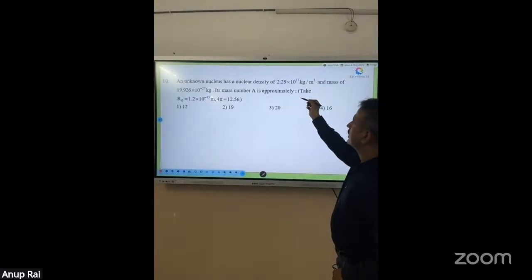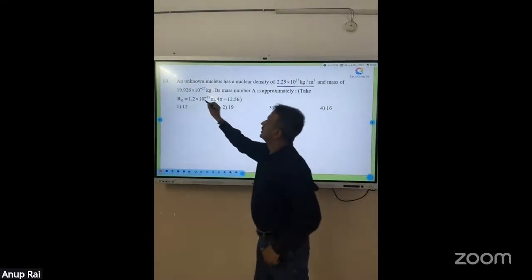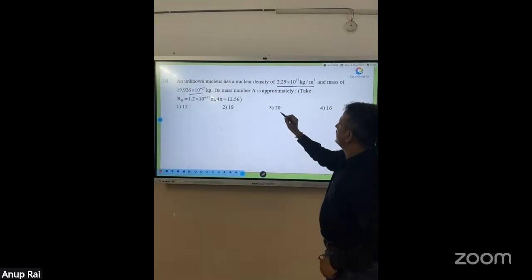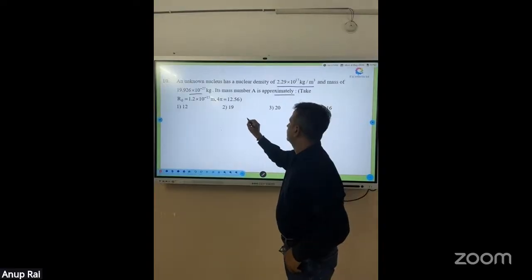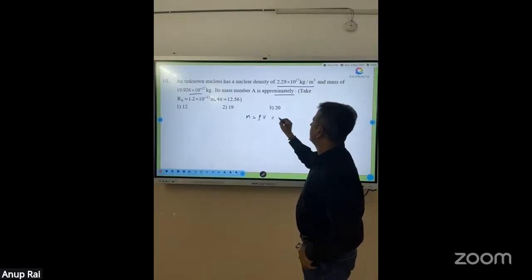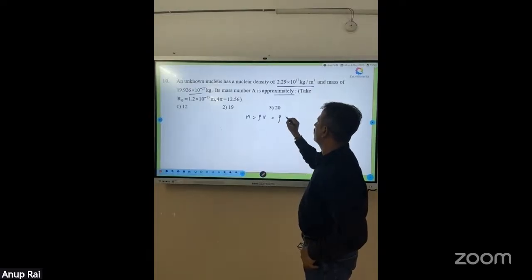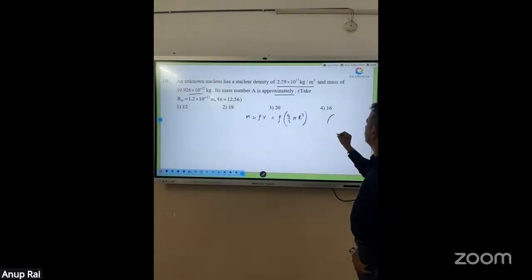An unknown nucleus has a given nuclear density, and the mass of the nucleus is given. Its mass number A is approximately how much? We know that the total mass is equal to density into volume. So that can be written as the density of the nucleus into volume, which is 4/3 π times the radius cubed. If R is the radius of the nucleus, we also know that this radius is R naught, A to the power 1/3.